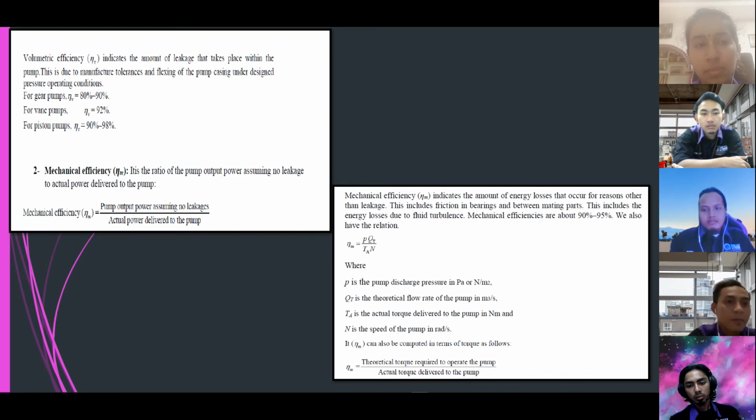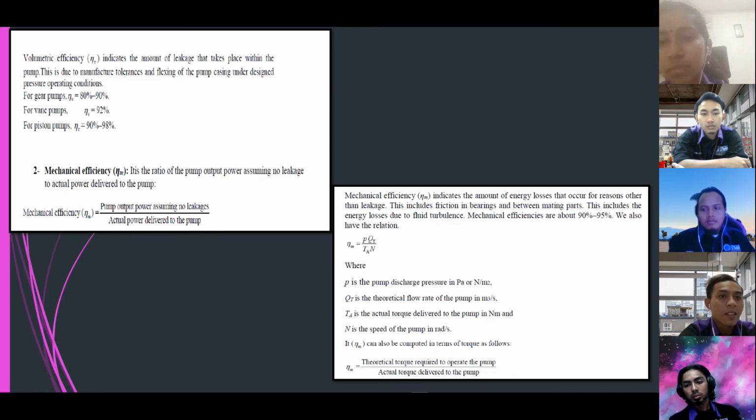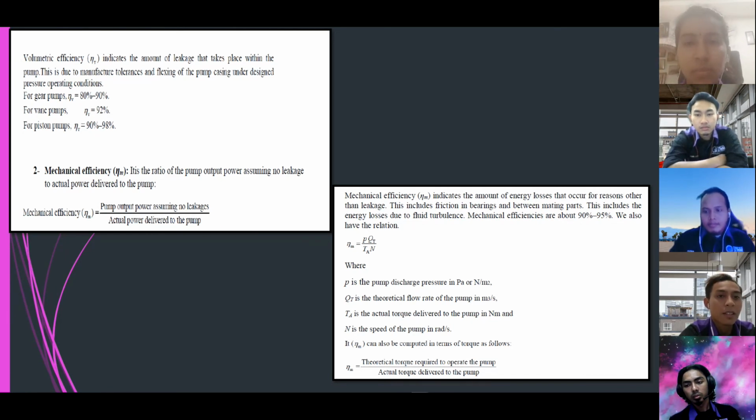Mechanical efficiency indicates the amount of energy losses that occur for reasons other than leakage. This includes friction in bearings between the mating parts. This includes the energy losses due to turbulence. Mechanical efficiency is about 90% to 95%.